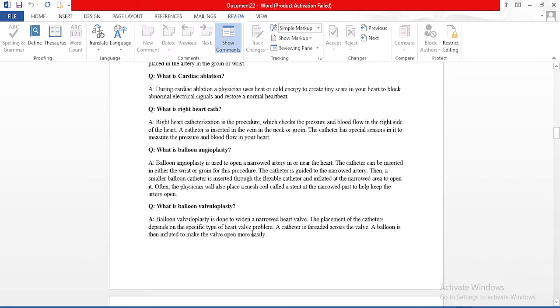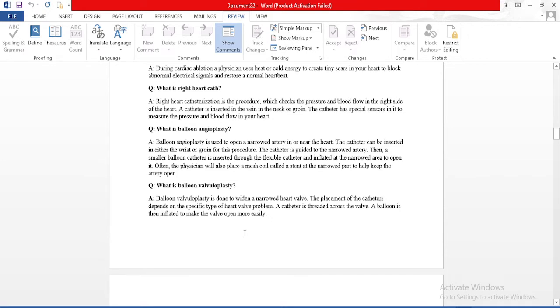What is cardiac ablation? Cardiac ablation is where a physician uses heat or cold energy to create tiny scars in our heart to block abnormal electrical signals and restore a normal heartbeat.